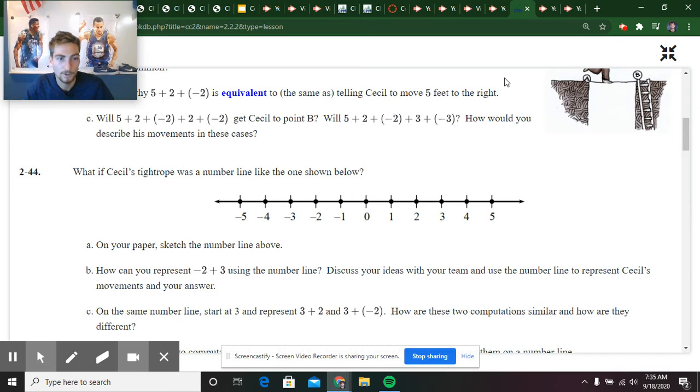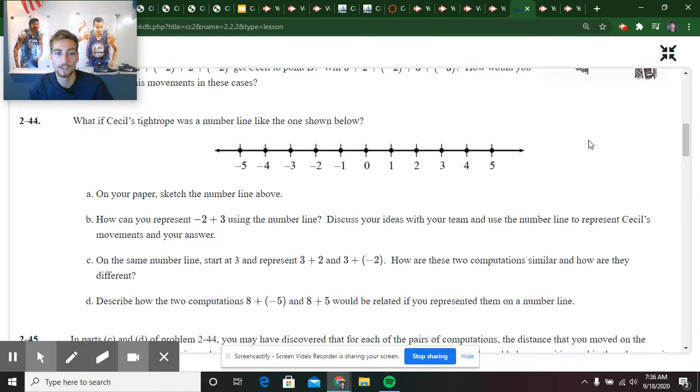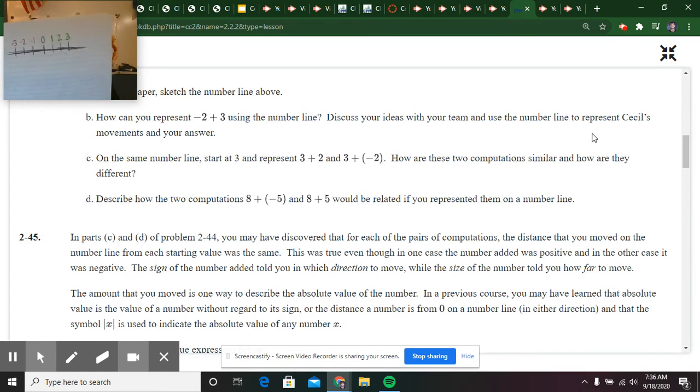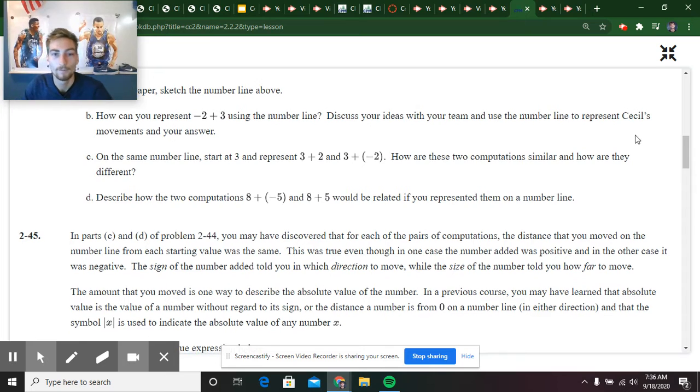And then 244 says, what if Cecil's tightrope was a number line, like the one shown below? So here's our number line, and you're going to sketch this down on your paper. And it says, how can you represent -2 plus 3 using a number line? Okay, so here I have my number line. How could I represent -3? Is that what it's saying? Nope, -2 plus 3. All right, how could I show that? And then where would I end up? So you're going to explain with your group members what you did and why you did what you did.